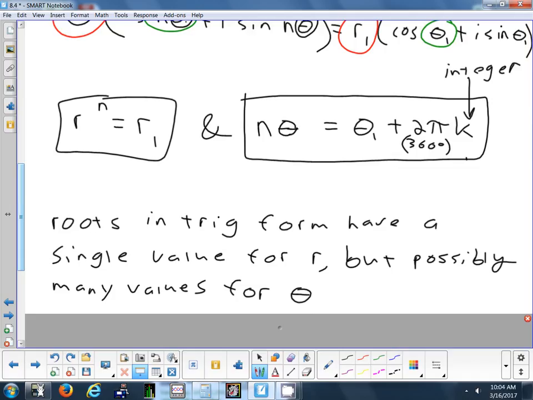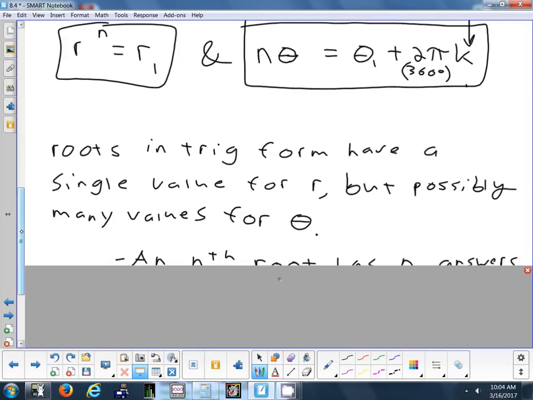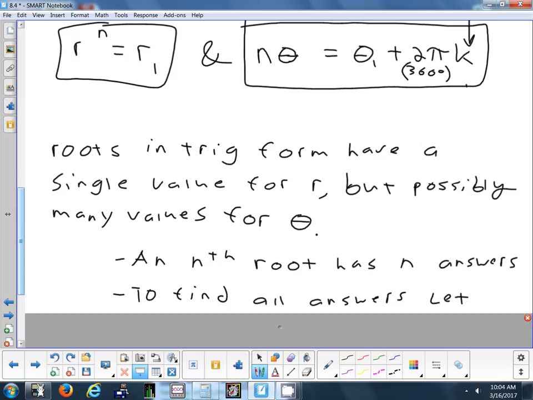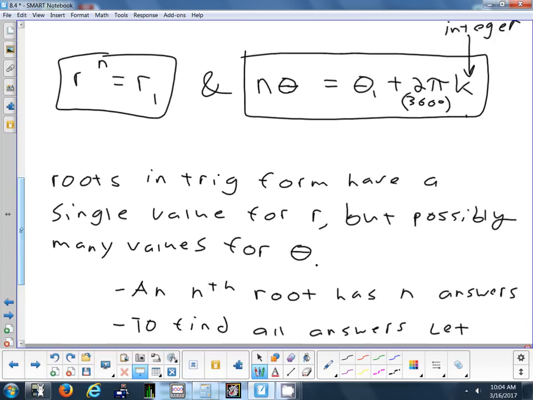So when you're writing all your answers in trig form, every single answer has the same radius, all of them. But what makes them different is you can get different values for theta. Okay, and an nth root will always have n answers. So if you're doing a square root, 2 answers. Fourth root, 4 answers. So how do you get the different answers? Okay, what you do is you let k equal different numbers.